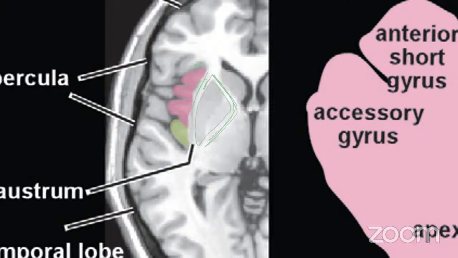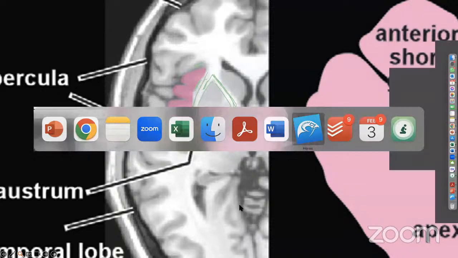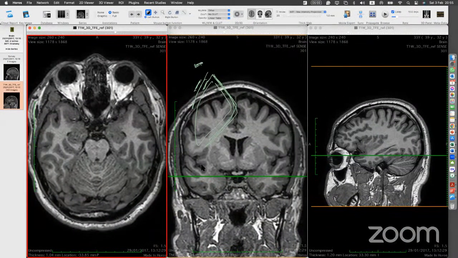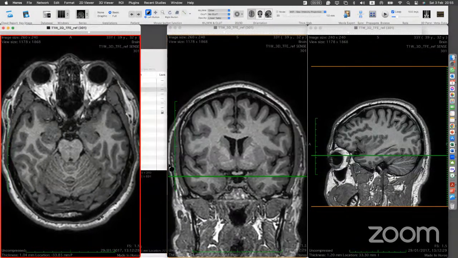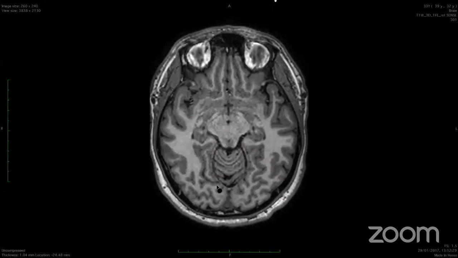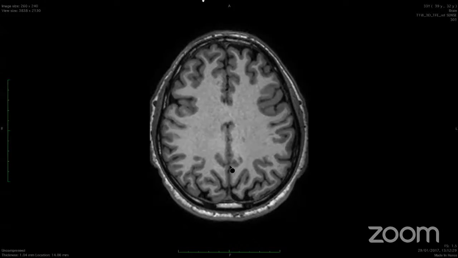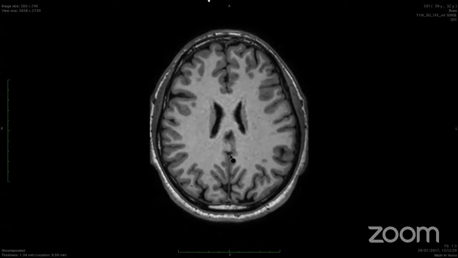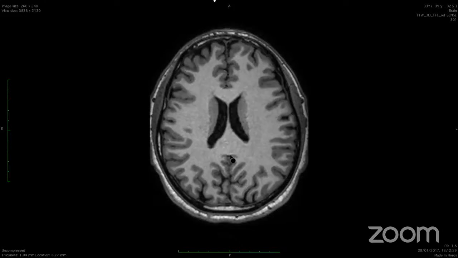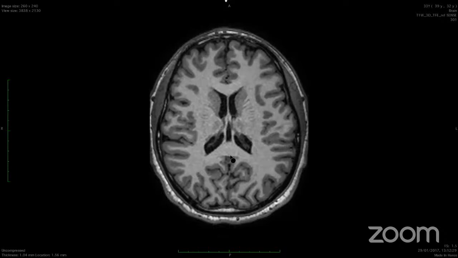Let's have a look at a normal appearing brain scan. I think I have one here. Okay, and let me completely remove these markings. Let's consider first the axial cuts. This is a high resolution T1. And if you are a keen attendee to this teaching, you will know that this is my brain.